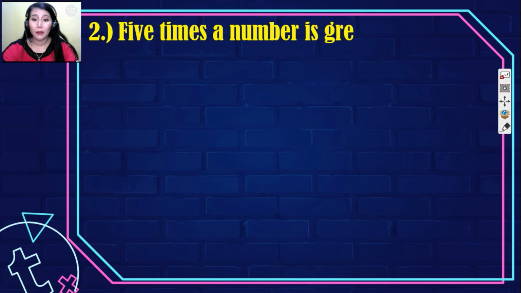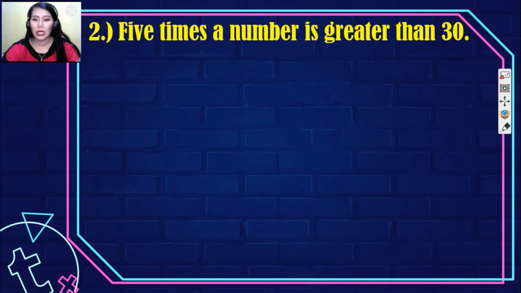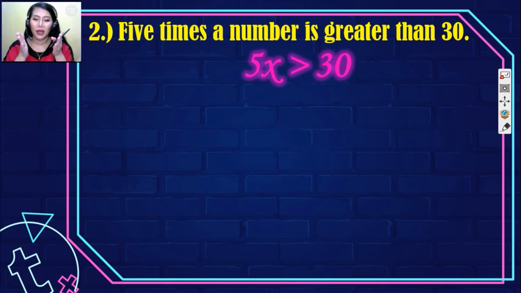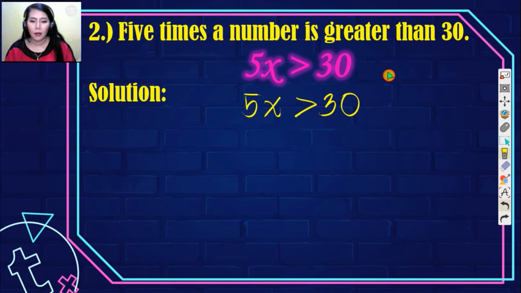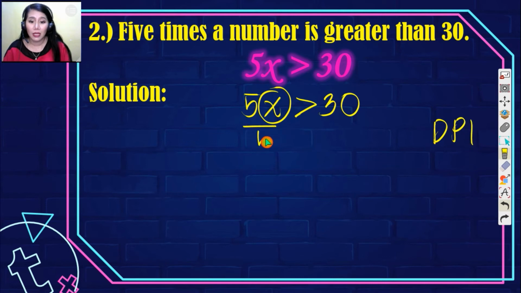Number 2, 5 times a number is greater than 30. So, if we're going to write this in its inequality form, yan na siya. 5x is greater than 30. And let's show our solution. So, what we do is that we copy 5x is greater than 30. Okay. And then, nakikita nyo naman, yung hinahanap nating value na x ay may katabi na 5. So, we have to remove 5 by what? Since this is multiplication, we're going to apply DPI or division property of inequality. So, divide both sides by 5.